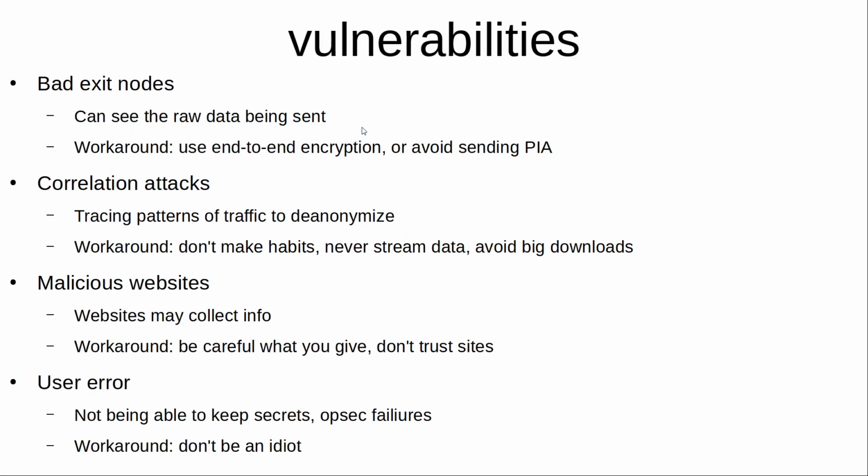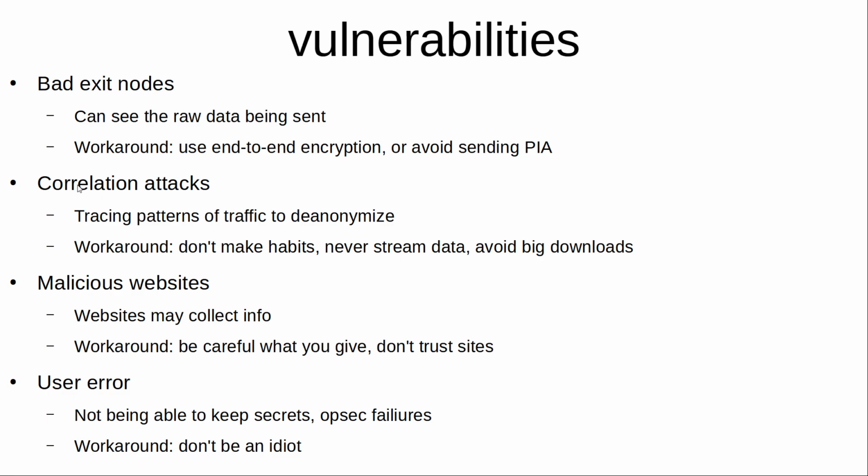So vulnerabilities. The first is a bad exit node. These can see all of the data being sent unencrypted. Very dangerous, and is why exit nodes aren't very common to be hosted, simply because they're a very big liability. Now the workaround is to use end-to-end encryption, or just avoid sending sensitive information like personally identifiable things. These two can really help mitigate this vulnerability entirely.